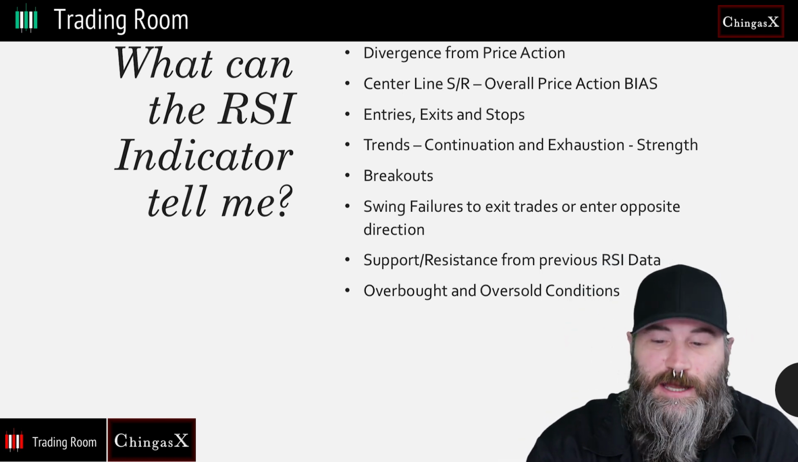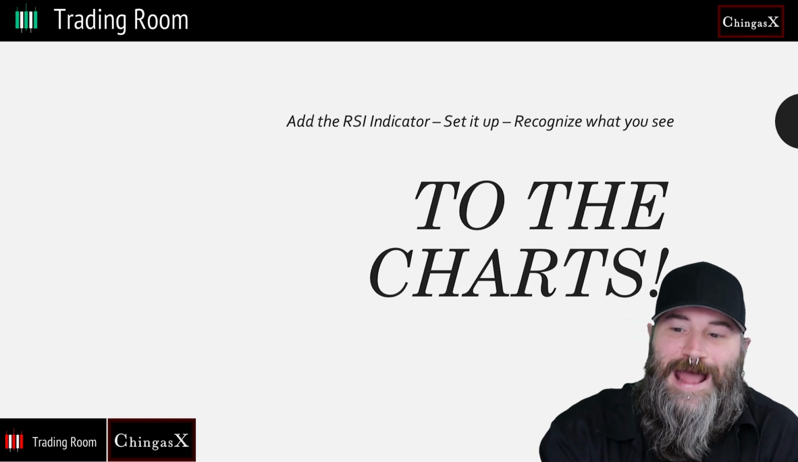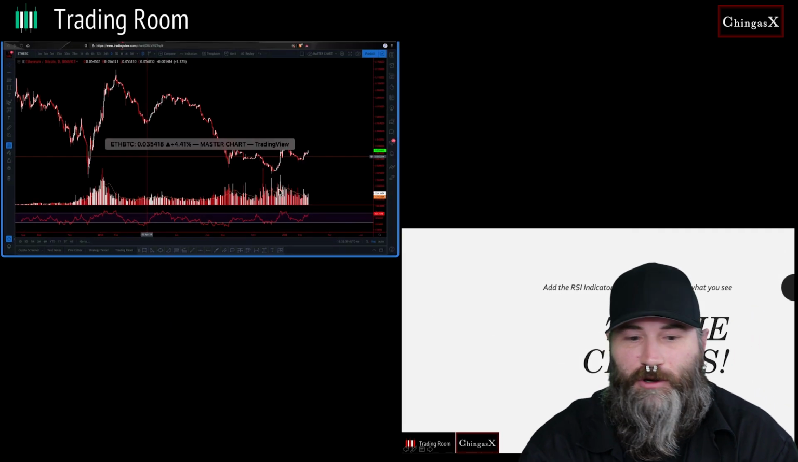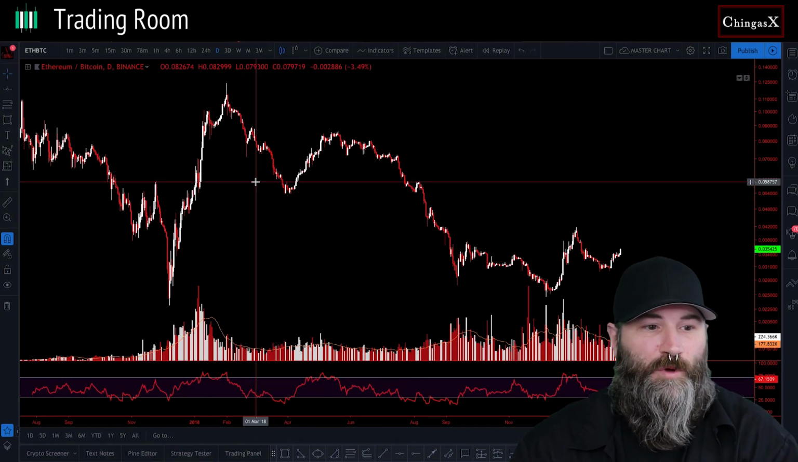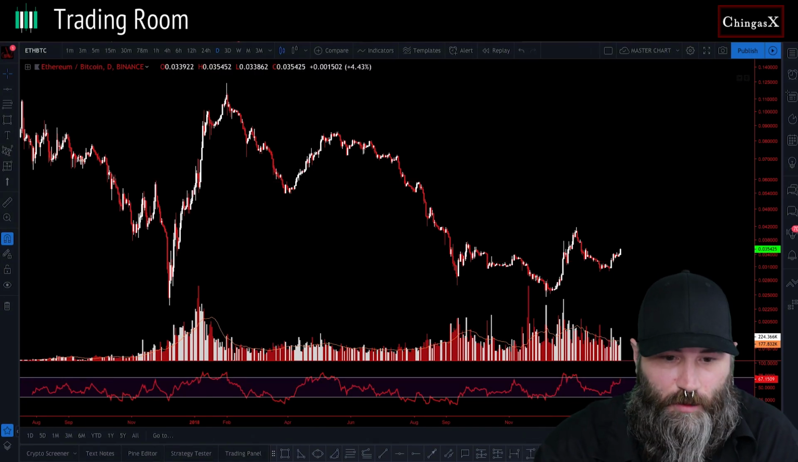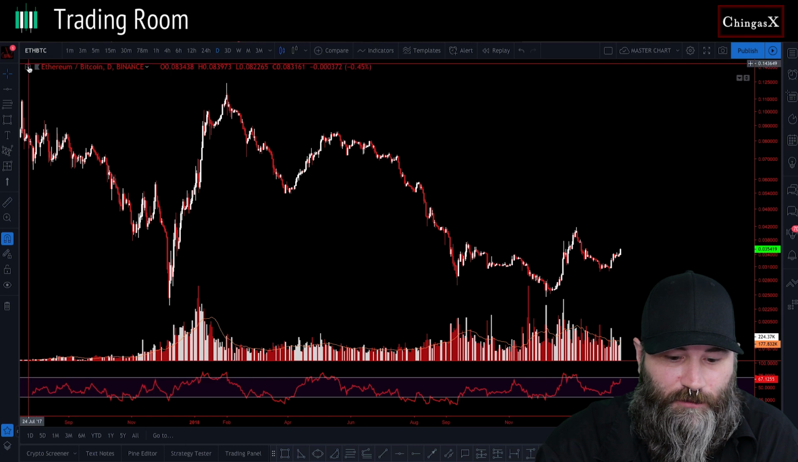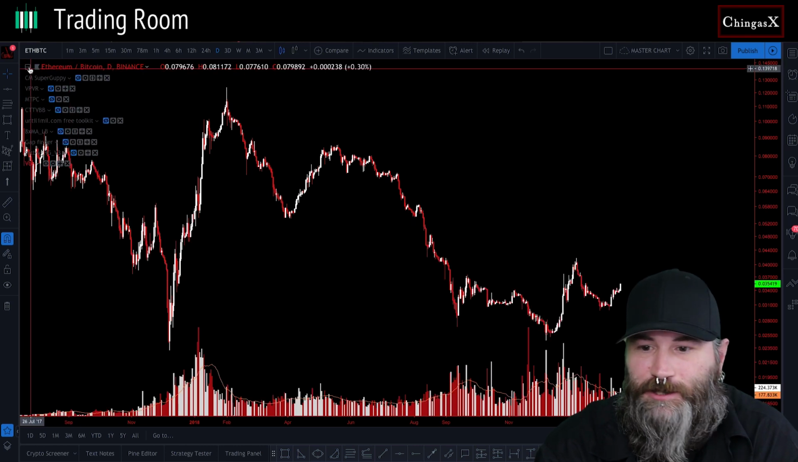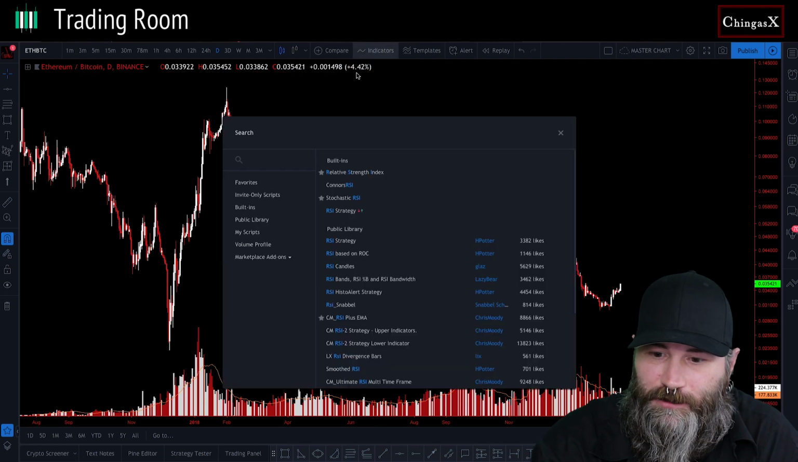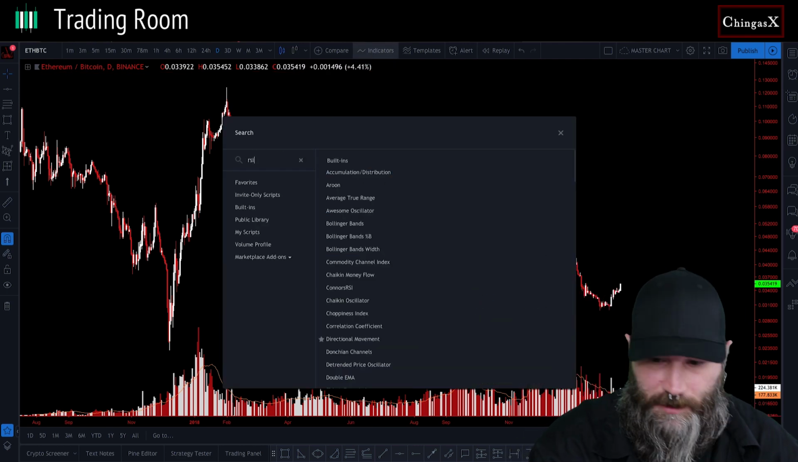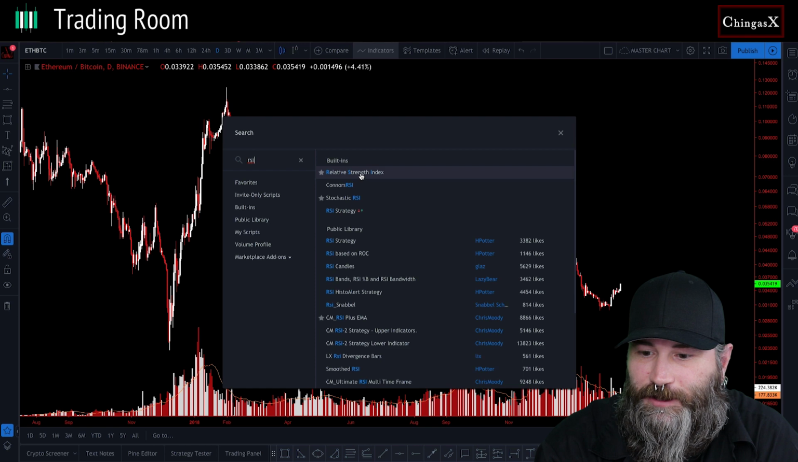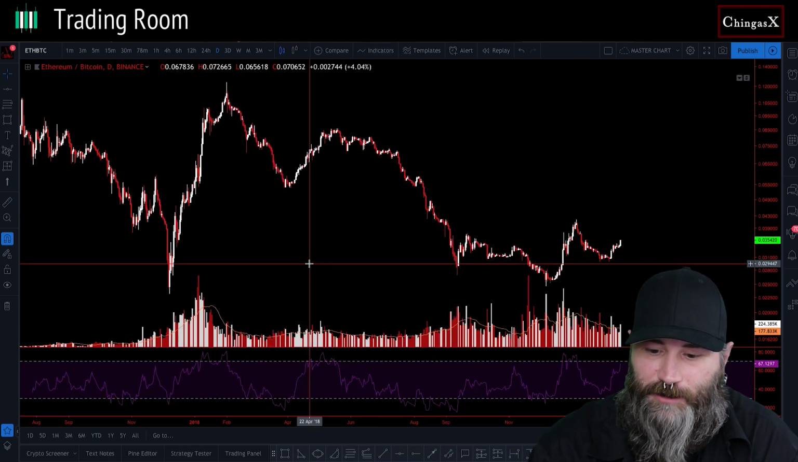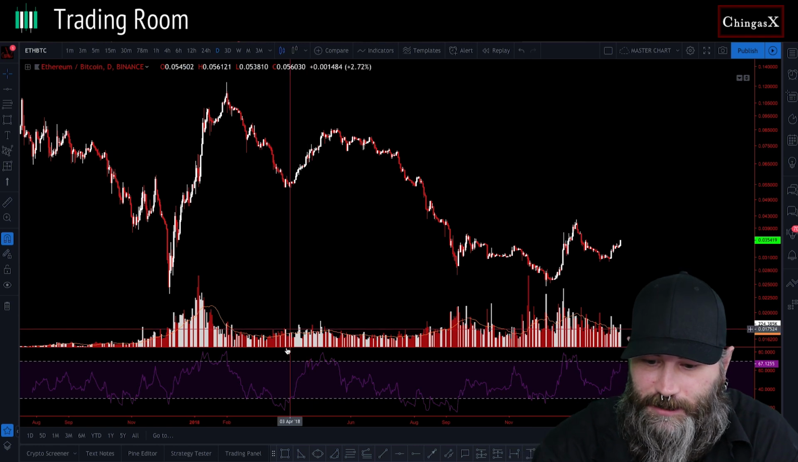So let's get to the charts. We're going to add the RSI indicator, set it up, and then familiarize ourselves with what it's doing. All right, so we already have it on here. Let's go ahead and get rid of that, and we'll start fresh so everybody's on the same page. Head on over to indicators. Very simple, just type in RSI. It's going to be a built-in indicator on TradingView. There's nothing magical about that. This is how your RSI indicator is going to look.